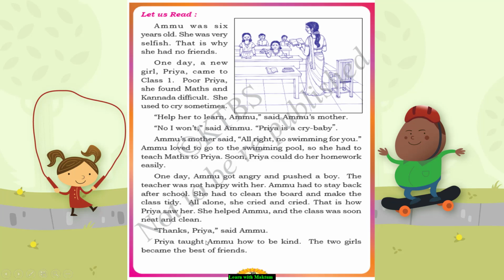Then, thanks Priya, said Ammu. So Ammu says thanks to Priya. So this is a good manner. Whenever someone helps you, you have to say thanks. Okay? Priya taught Ammu how to be kind. The two girls became the best of friends. Clear with this, kids?